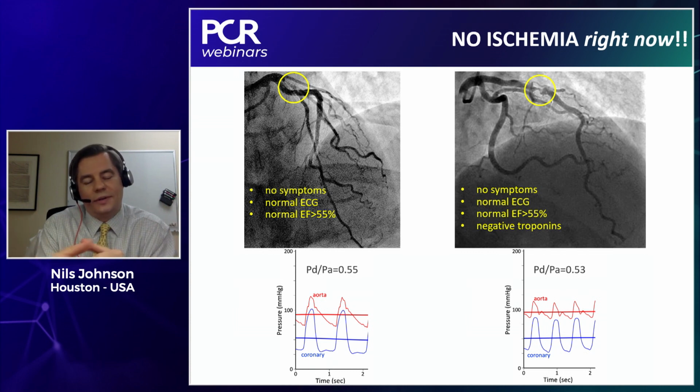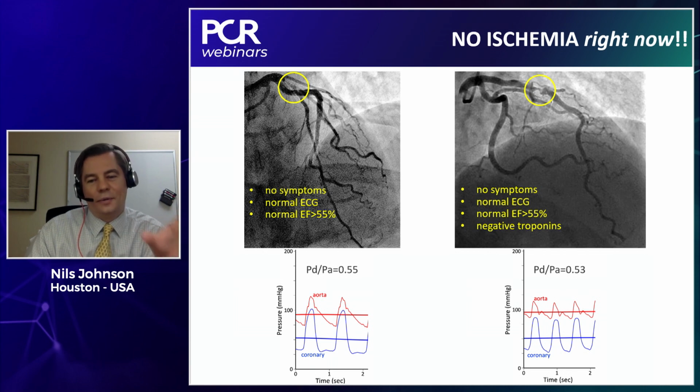And I'm showing you another example from my own practice on the right-hand side, a similar type of patient, someone who has an angiographically moderate to severe lesion in the mid-LAD. Again, no symptoms at rest, normal ECG at rest, normal ventricular function, normal wall motion at rest. And actually in him, I sent off troponins and he had completely negative cardiac enzymes, despite, under resting conditions, a very dramatic gradient of 0.53.